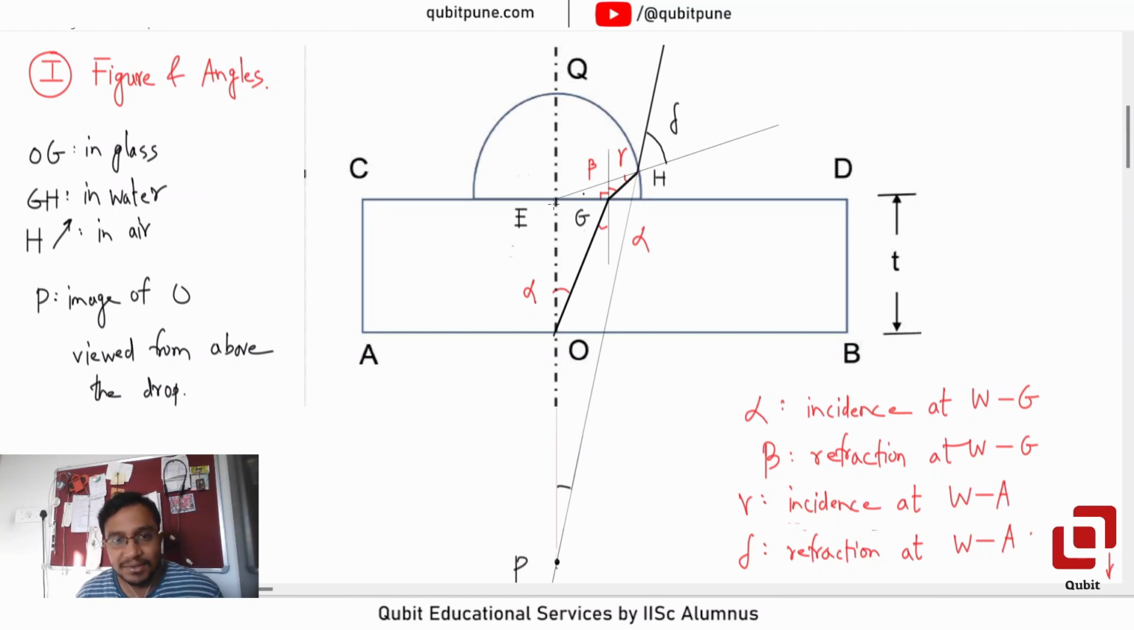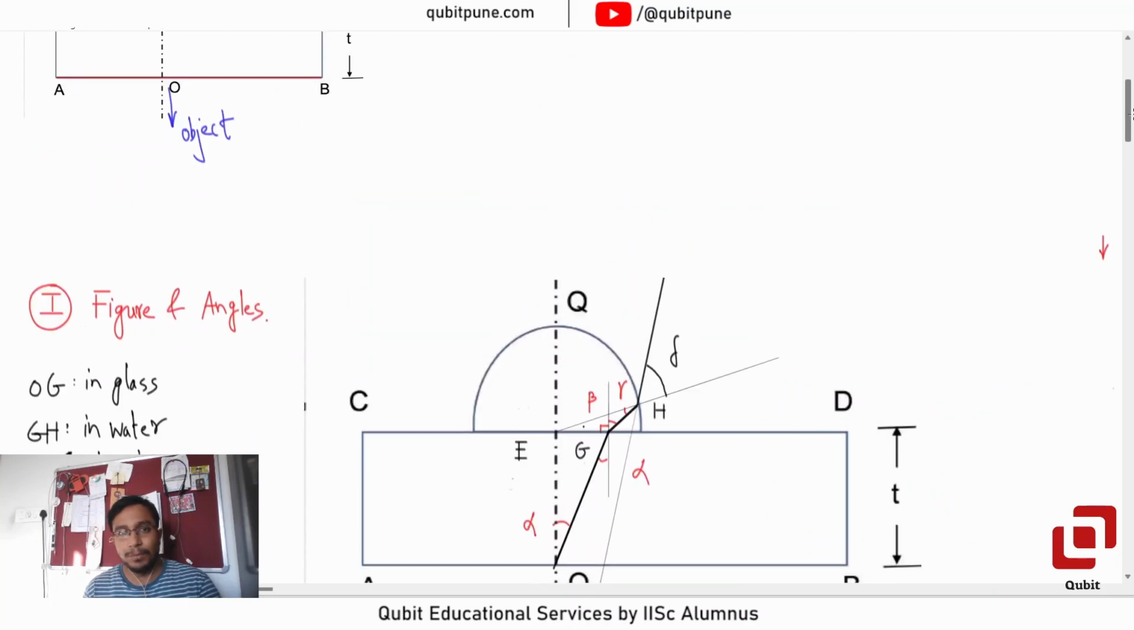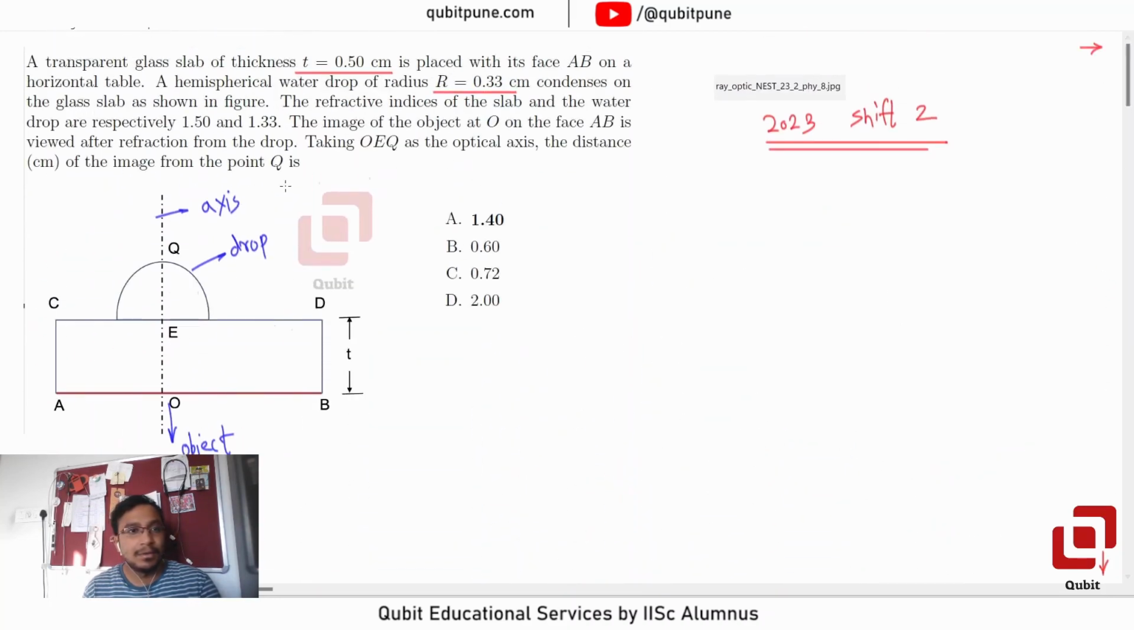I have called the center of the sphere E and the location where the image is formed P. So basically we want QP, the distance in centimeters of the image from the point Q.